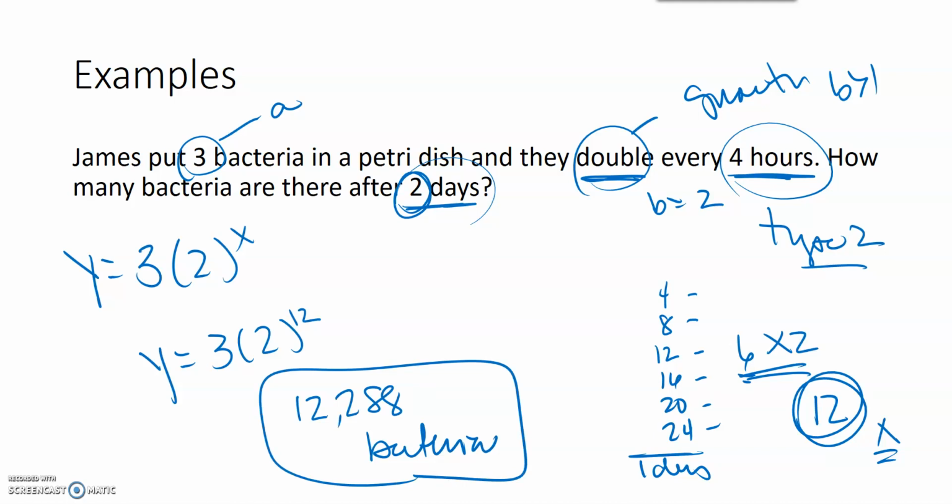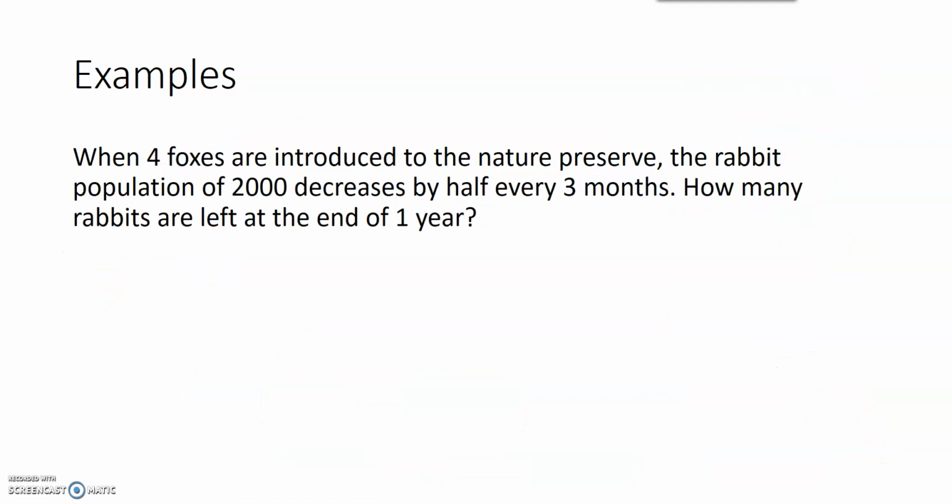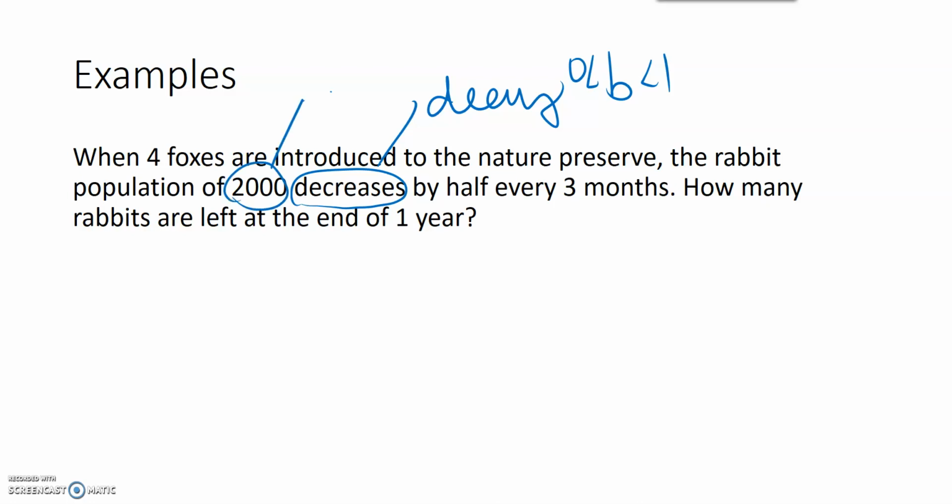Now in Schoology, you do not have to put the commas in, and again, you're not worrying about the label. Okay, so 12,288. So let's get one more here. When 4 foxes are introduced to the nature preserve, the rabbit population of 2,000 decreases by half every 3 months. How many rabbits are there left at the end of 1 year? Okay, keyword on the first read through, decreases. That tells us that this is decay, that B should be between 0 and 1.